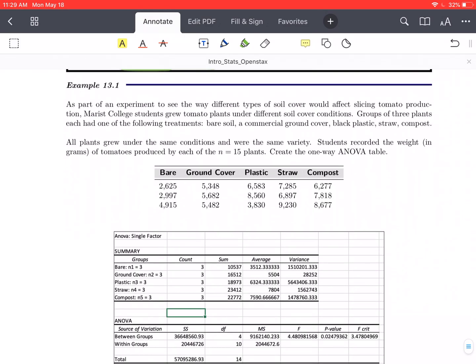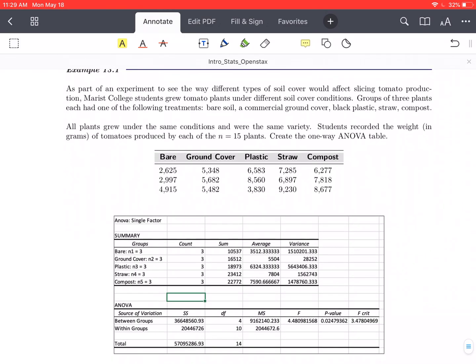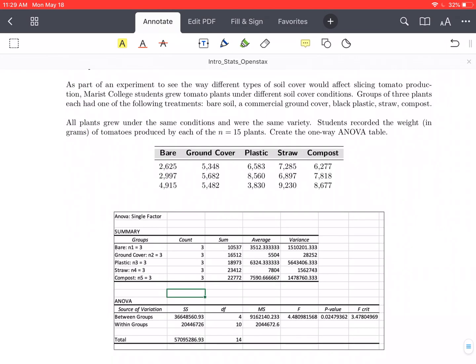So first example here: as part of an experiment to see the way different types of soil cover would affect slicing tomato production, Marist College students grew tomato plants under different soil cover conditions. Groups of 3 plants each had one of the following treatments: bare soil, a commercial ground cover, black plastic, straw, compost. All plants grew under the same conditions and were the same variety. Students recorded the weight in grams of tomatoes produced by each of the 15 plants. Create the one-way ANOVA table.